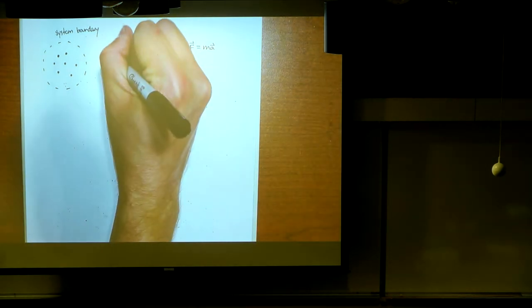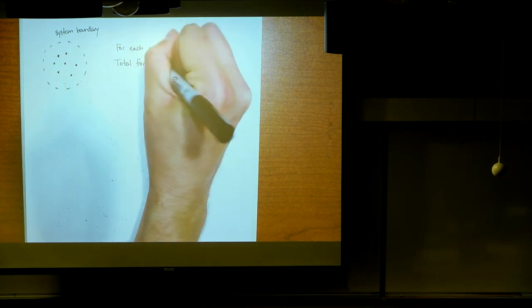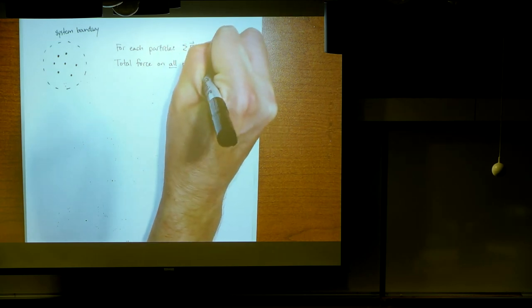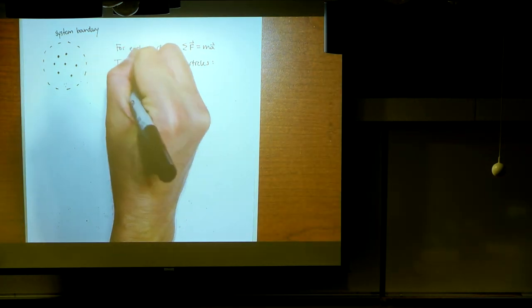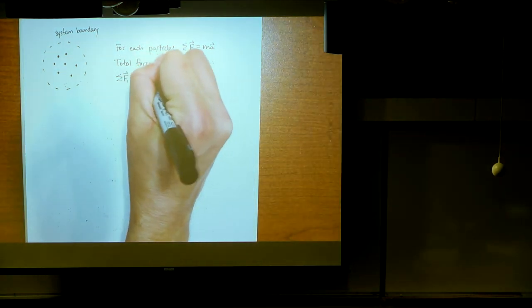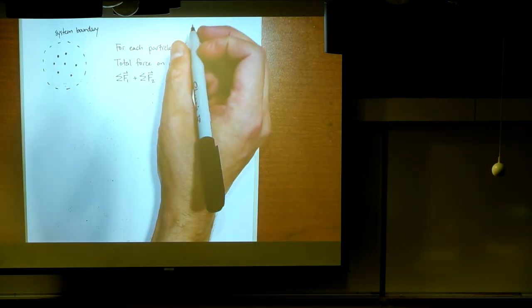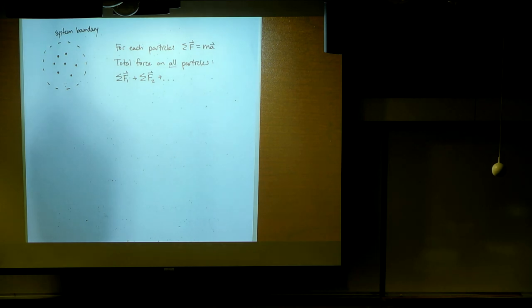But what I can do with that is come up with the total force on all particles. So what does that mean? It means take all the forces acting on particle one, add them together. Take all the forces acting on particle two, add those together, and so on. Just do that until you've included everything. So I'll just say dot, dot, dot.